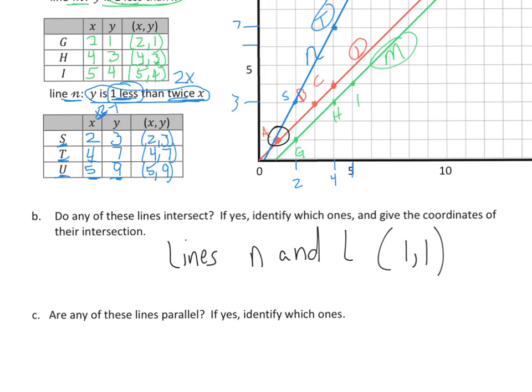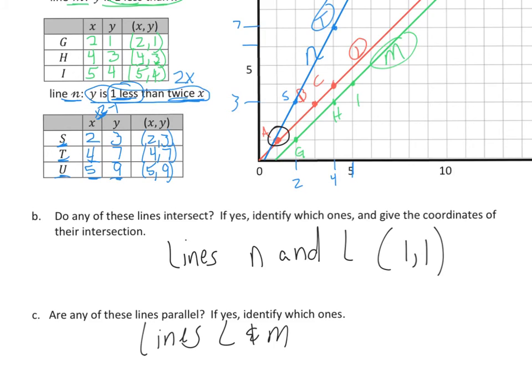Okay, so C says, are any of these lines parallel? I'm going to identify these, and I can see that there's 2 of them there, and I see the red and the green. As I drew those lines, they're staying the same distance apart. They'll never intersect or cross each other. So even if I go down into the negatives or if I continue these on, they're not going to intersect. So it looks like it's going to be lines L and M.